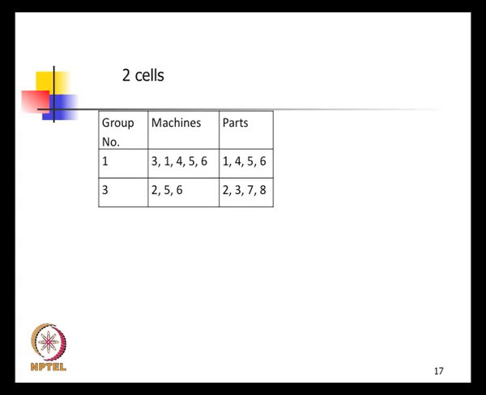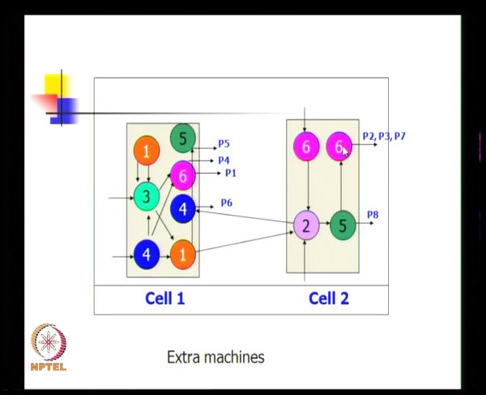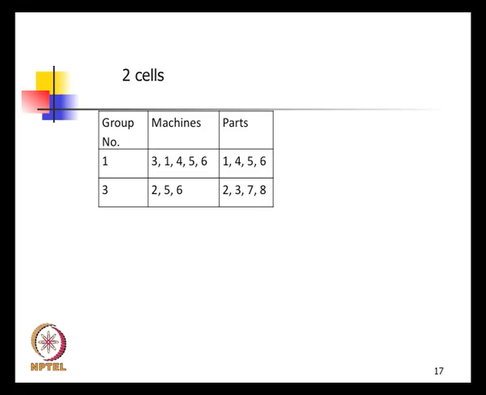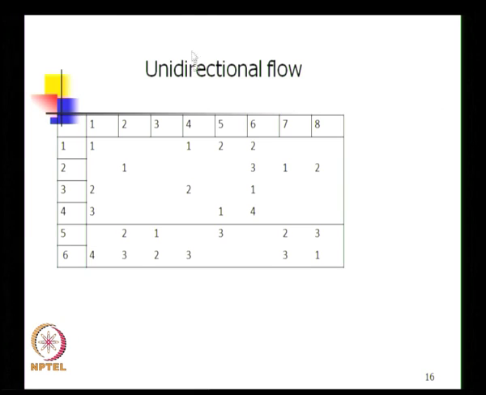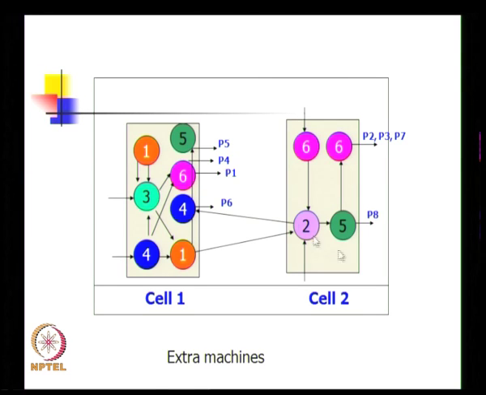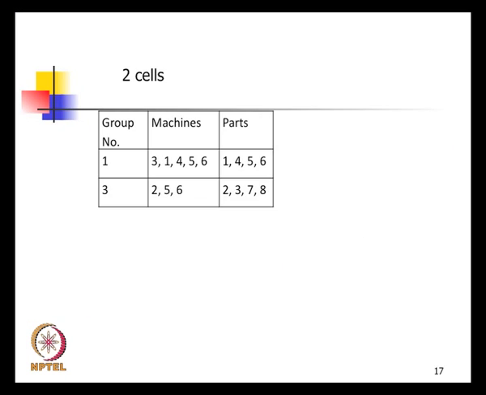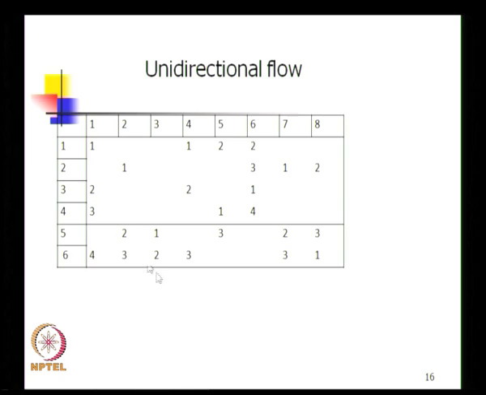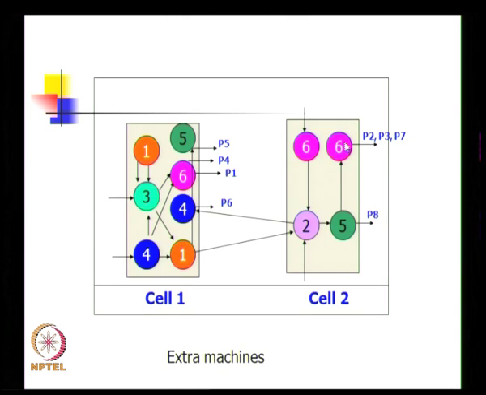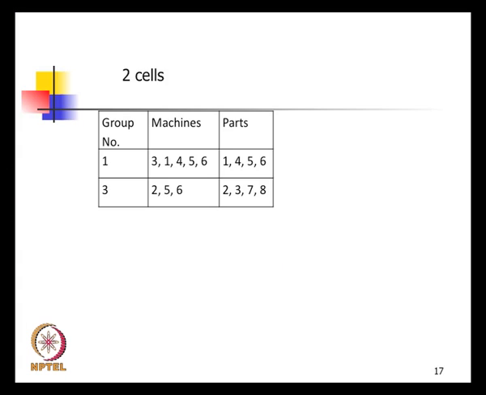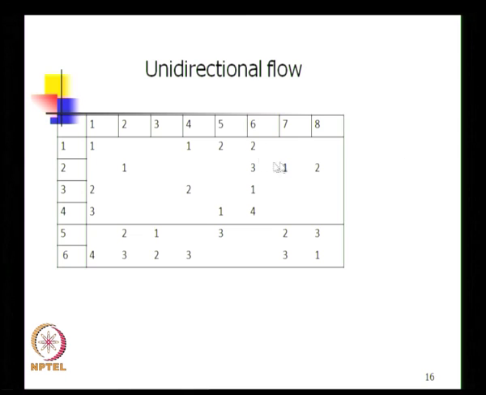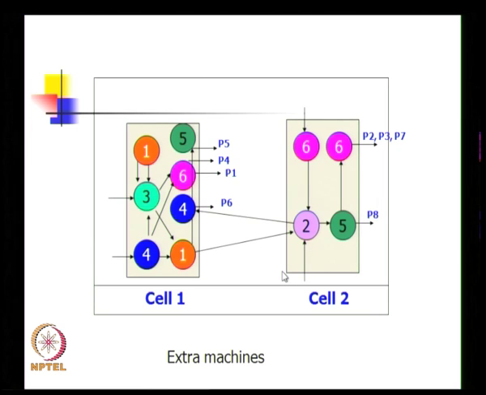Second cell has 2, 5 and 6 machines and parts 2, 3, 7, 8. Now, 2, 5 and 6. Now, let us go back to this 2, 3, 7, 8. Part 2, the visit is 2, 5 and 6. So, you could start with 2, 5 and 6, part 2 goes. Now, look at part 3. Part 3 it is 5 and 6. So, it fits in 5 and 6, part 3 goes. Now, we look at part 7, the visit is 2, 5 and 6. So, once again 2, 5 and 6, part 7 is fine.